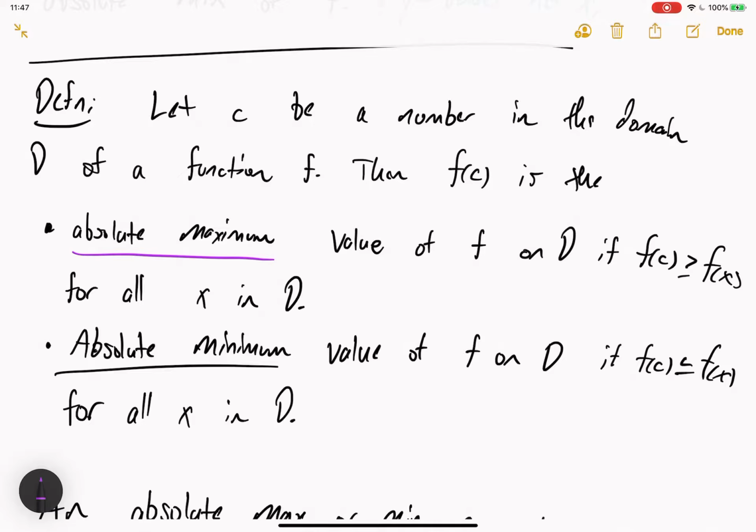So f of c is an absolute maximum value of f on D if f of c is greater than or equal to f of x for all x in D. Basically, it means that in the domain of f, f of c is greater than or equal to all the other values of f.